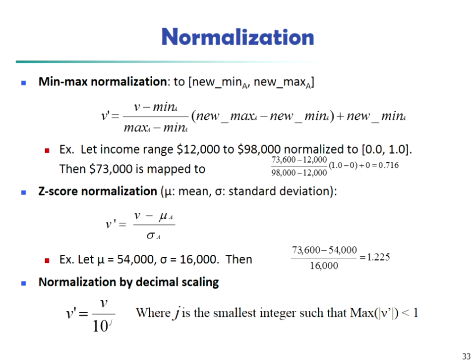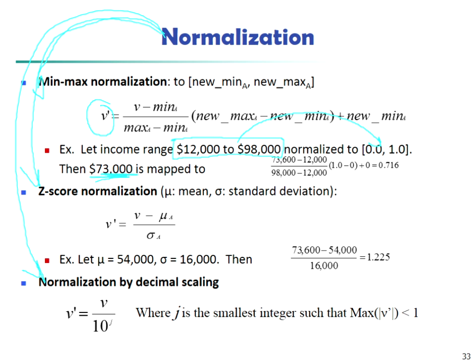Okay. After that, for normalization, we can find many ways to do it. For example, min-max normalization. The new value will be the value minus min, divided by max minus min, multiplied by new max minus new min, plus new min. Let's take an example. We have an income range between these values, and we want all income values to be normalized into the interval 0 to 1.